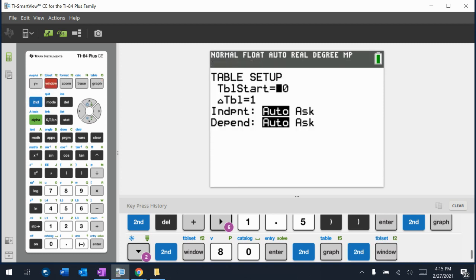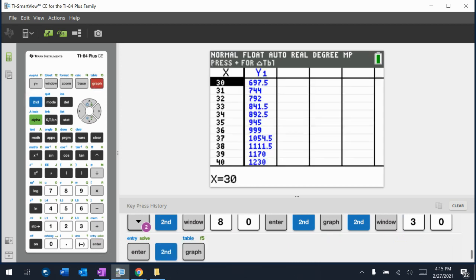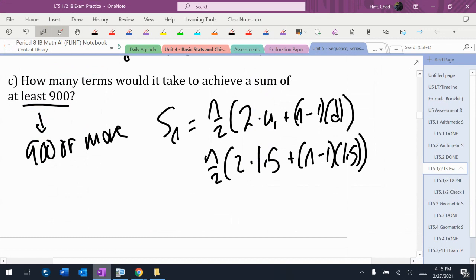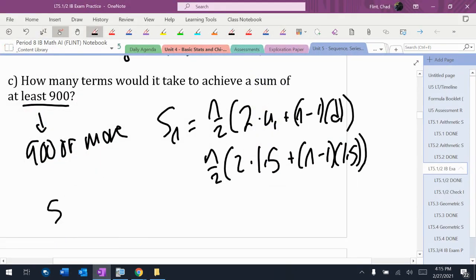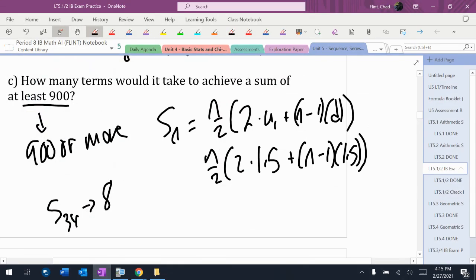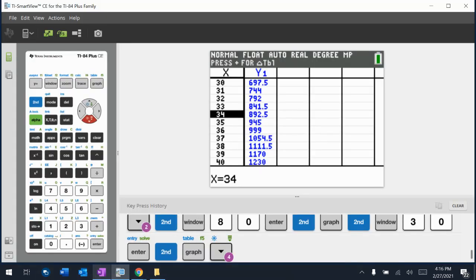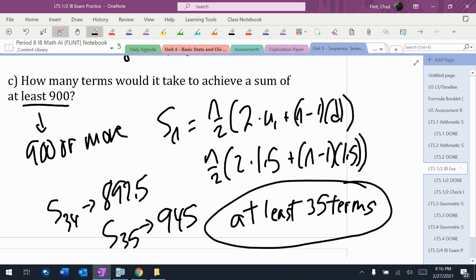All right, so let's go back to 30 and see what 30 is. Let's see that second table. So I'm looking for 900, right? So I'm looking for 900 and more. So I'm going to go down here. I'm not quite there at 34. So S34 is 892.5, and S35 is 945. All right, so at least 35 terms to get a total of 900.